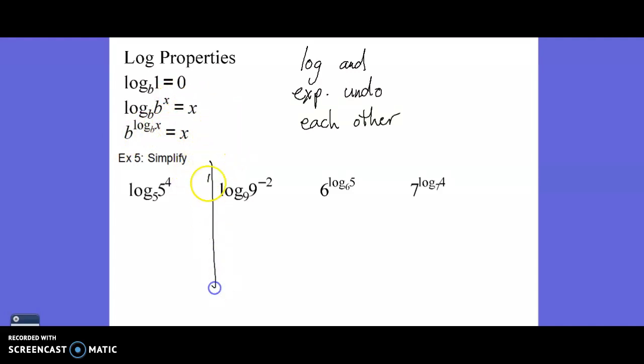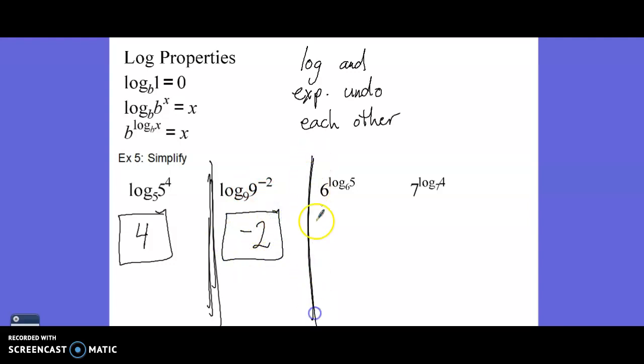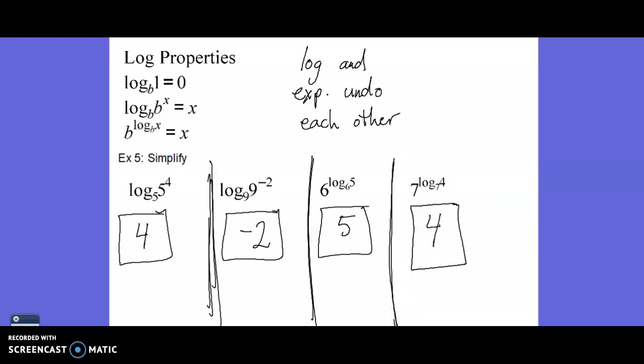So I'm not trying to rush through this, but I think I can fully explain this right now. See how the bases are the same? So this answer is just 4. See how the bases are the same? So the answer is just -2. And this is the other way of writing it. It's 6 to the log base 6 power. They still undo each other, and the answer is 5. Same thing with this last one here. The bases are the same, so they undo each other, and the answer is just 4. But make sure that you're only logging positive numbers. Okay, that is very, very important.